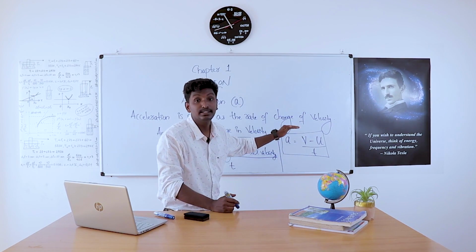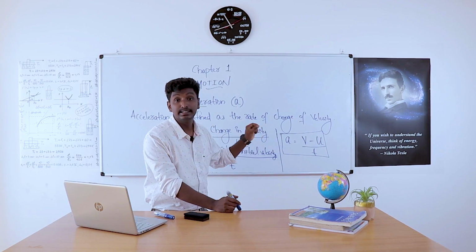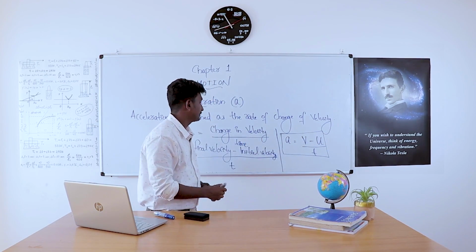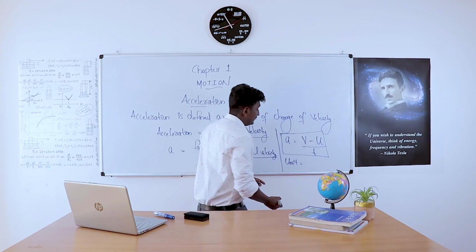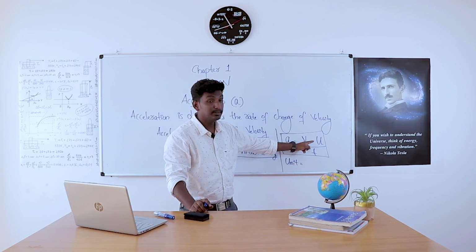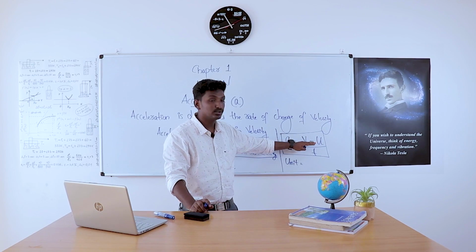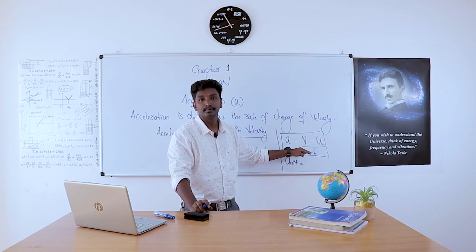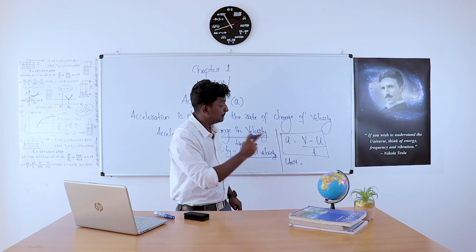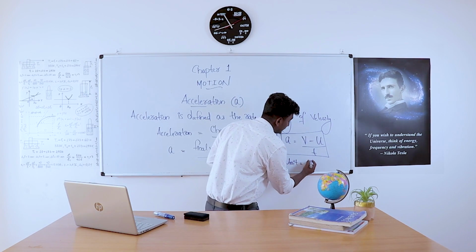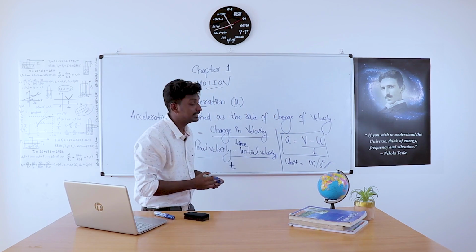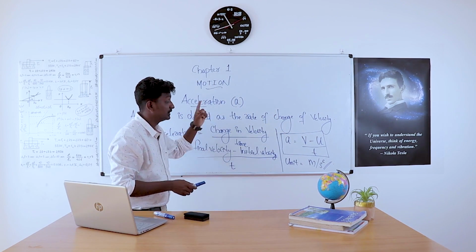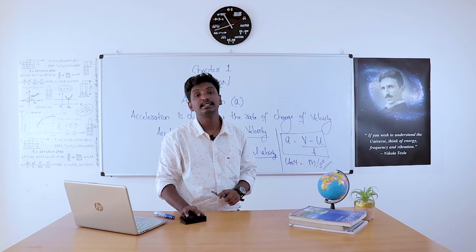It is the rate of change of velocity. Rate simply means divided by time. Then the SI unit of acceleration. We can find the unit using this equation V minus U, that means change in velocity. That's a velocity term. Unit of velocity is meter per second, divided by time. The unit of time is also second. That is meter per second by second, that is meter per second square. Unit of acceleration is meter per second square.